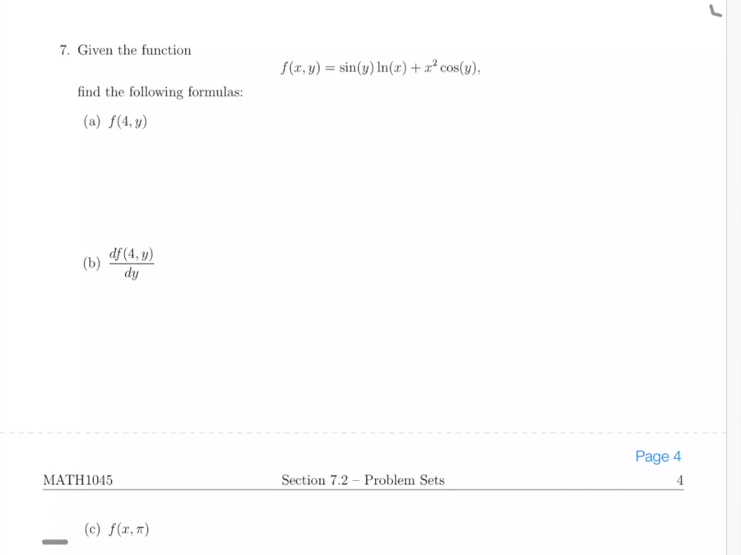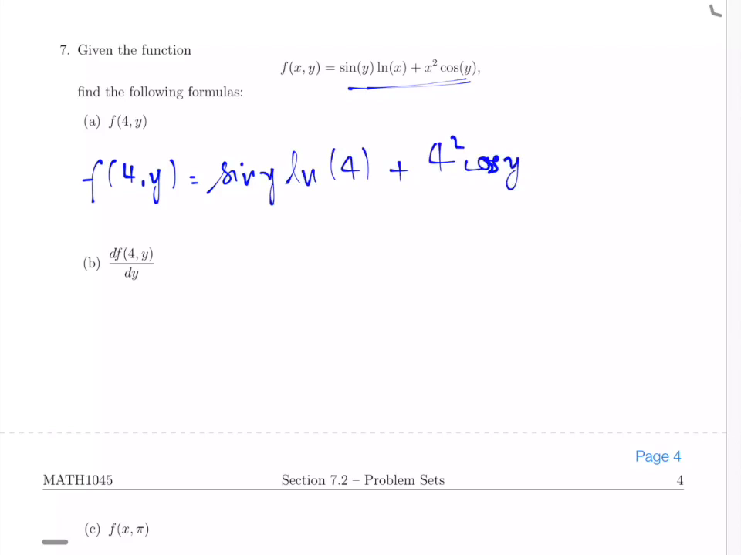And they ask you to find the following formulas. So in part A, they ask you to find f of 4, y. That means you need to find the cross section of the function when x equals 4. So you substitute x equal to 4 anywhere you see x in this function, that is sine of y times ln of 4 plus 4 squared times cosine y. If you simplify this, you have ln of 4 times sine of y plus 16 times cosine y. For ln of 4, you can use a calculator and get the decimal number. It's up to you. You don't have to, but if you want, you can do so.